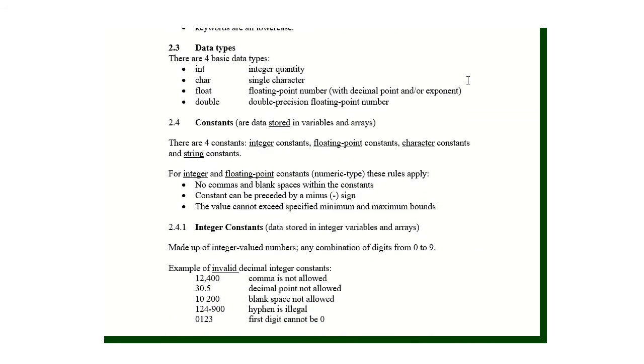Data types. All the information around us is basically data. So data can be, these are all keywords: integer quantity, single character, floating point number, either in decimal point or in exponent form. It can be double precision floating point number. What are constants? Constants are data stored in variables and arrays. There are 4 constants: integer, floating point, character, and string constants.